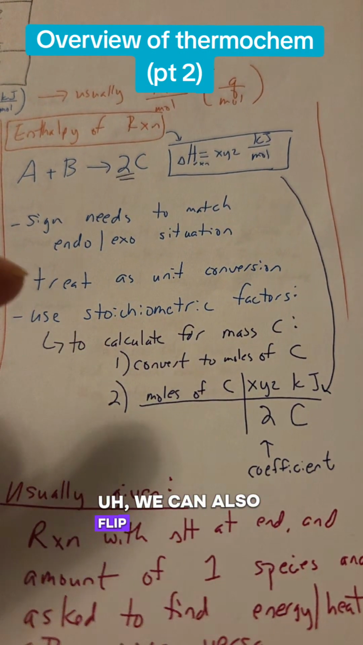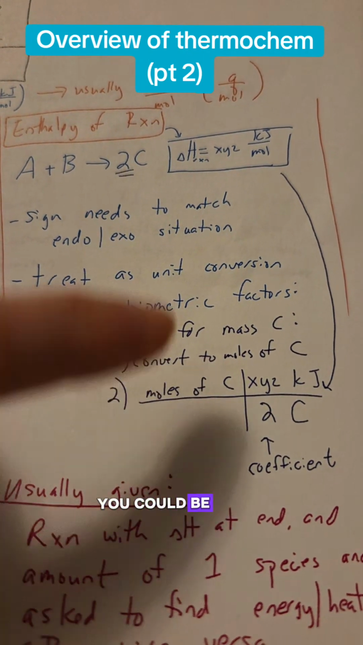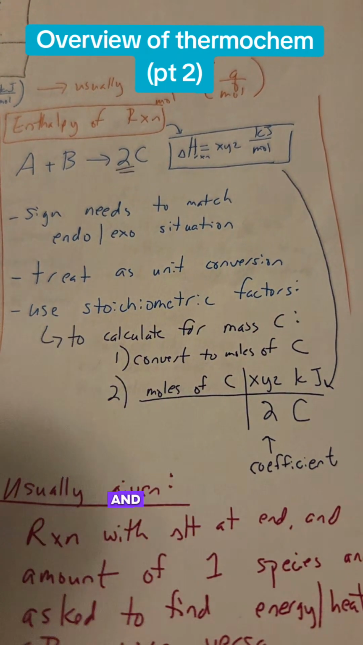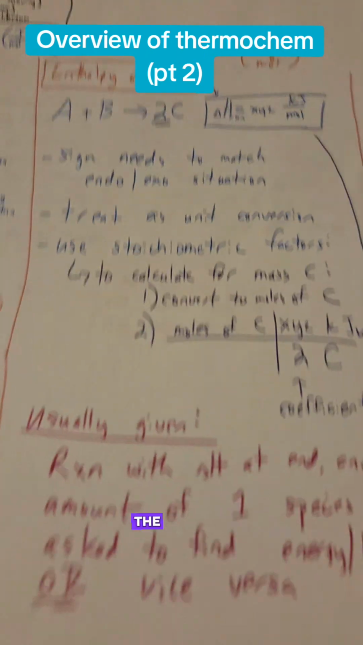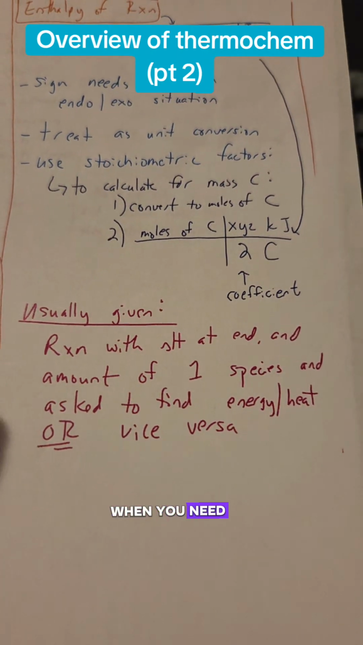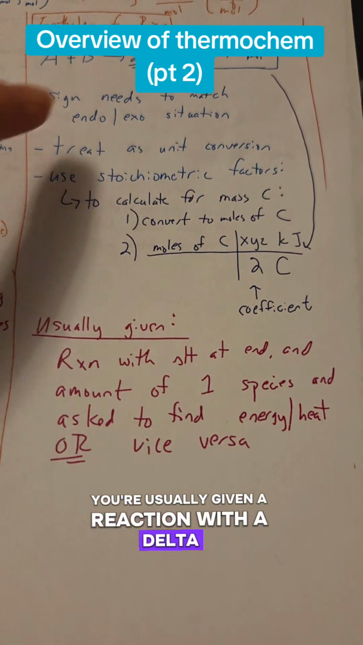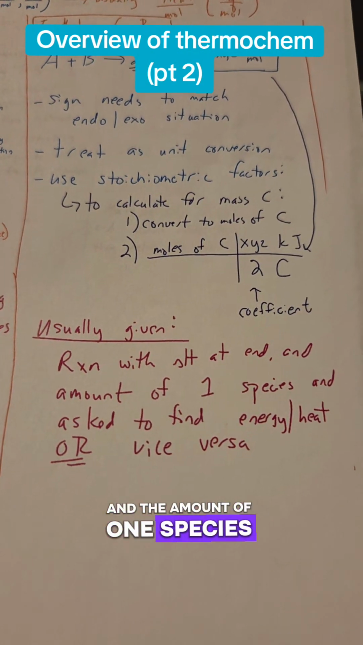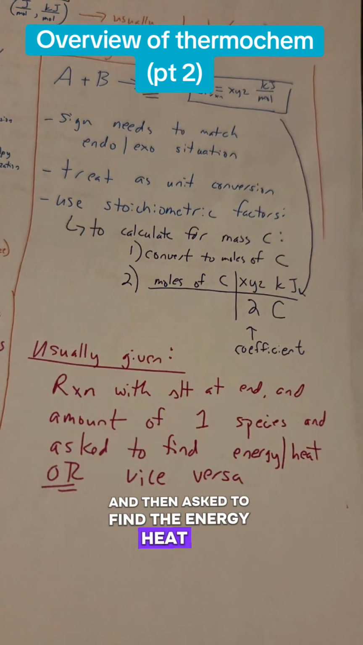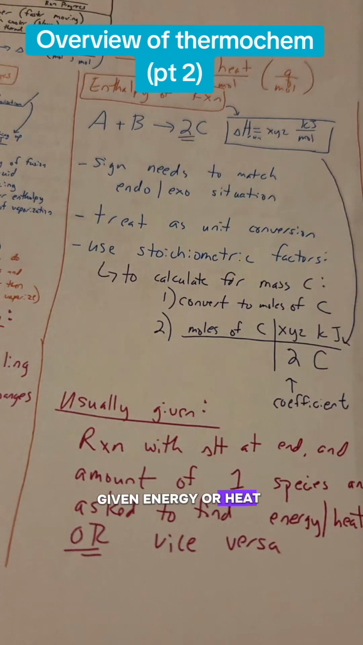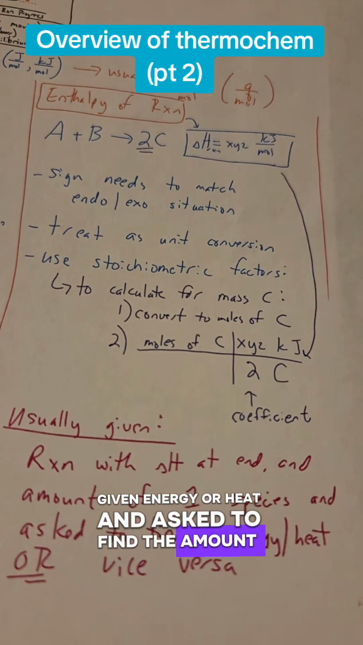We could also flip this calculation the other way around. You could be given a particular amount of energy and asked to find the mass of one of these species. When you need to use this, you're usually given a reaction with a delta H at the end and the amount of one species, and then asked to find the energy, heat, or vice versa, given energy or heat and asked to find the amount of.